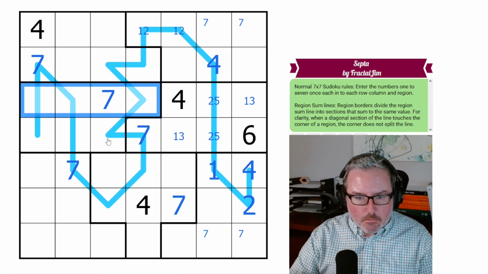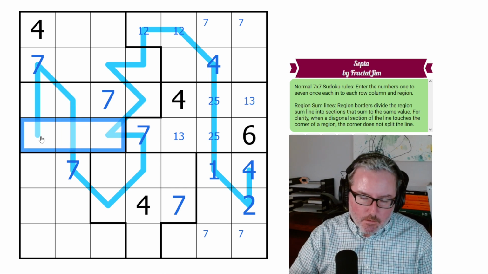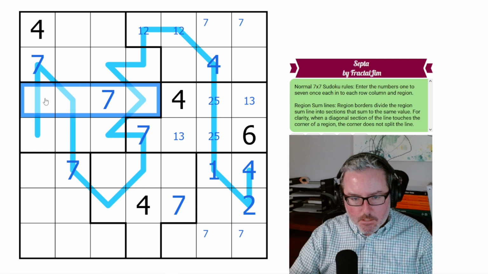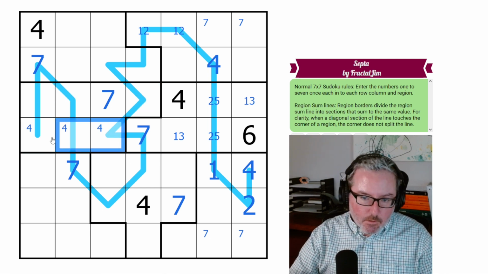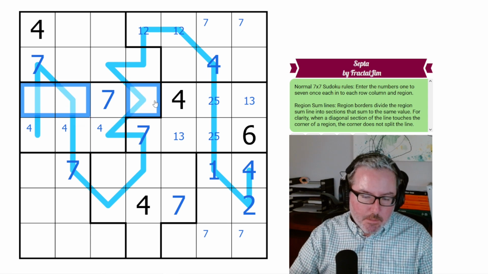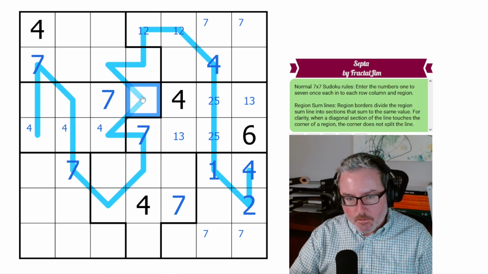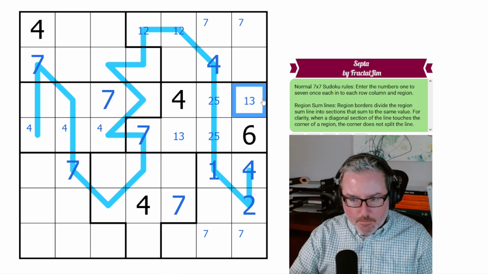We know one of these has to have a 4 in it. Okay, I think that's what it's going to be. None of these can be a 4, so one of these must be a 4. If one of these is a 4, one of these must be a 3, because one of them has to be a 4, the other one has to have a 3 on it. Now that 3 is looking at here, so this has to be 1 and 3.